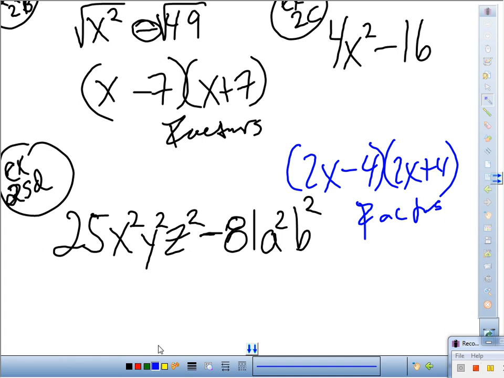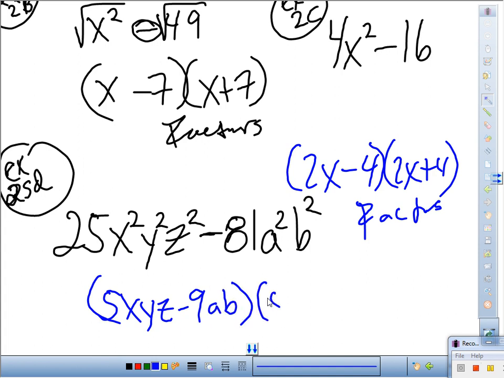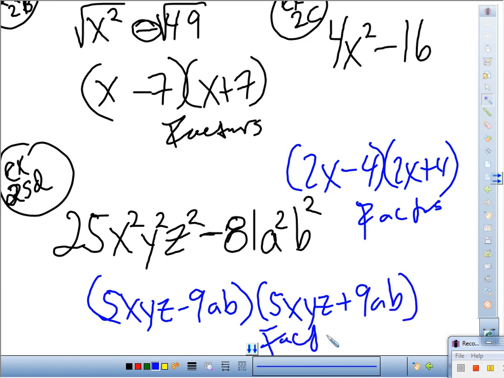Let's see. Angie, go. 5xyz minus 9ab, 5xyz plus 9ab. These are my factors. Hands if you got that. Show me with finger how comfortable you are with perfect squares and difference of squares.